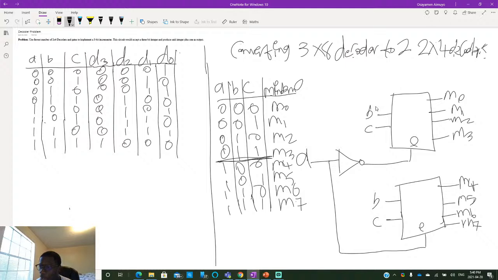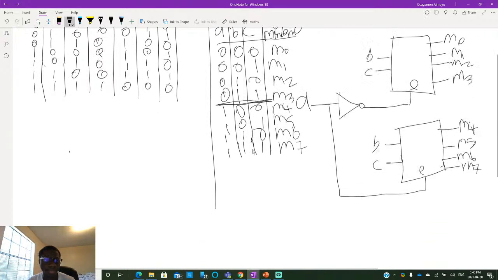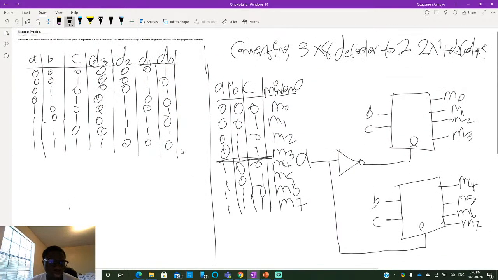And also, a 4x16 decoder could be broken down into two 3x8 decoders. But I'm not going to do that now. It's the same logic, so you can definitely apply it. Okay, so back to our problem.